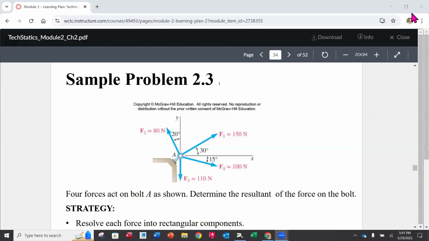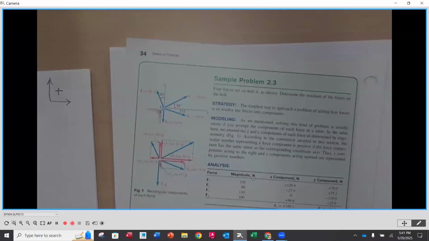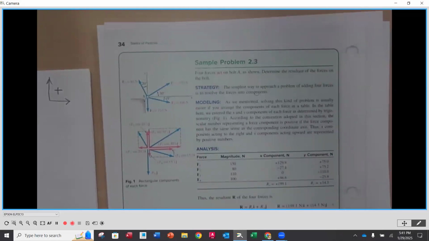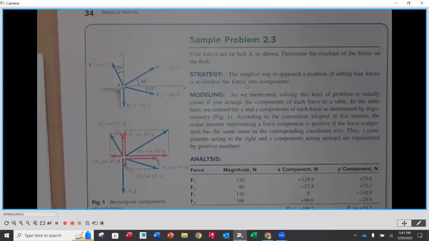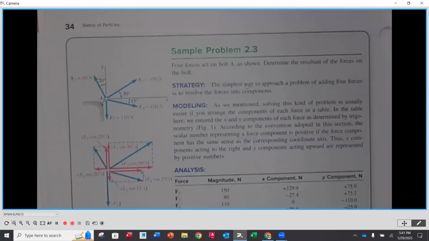Okay. So under our camera, I'm going to go to page 34 in our book. I'm going to zoom in here. This is our sample problem 2.3 that we're going to be looking at. This problem wants us to look at the four forces that are on bolt A and determine the resultant, or the one force that is going to replace all four of these.